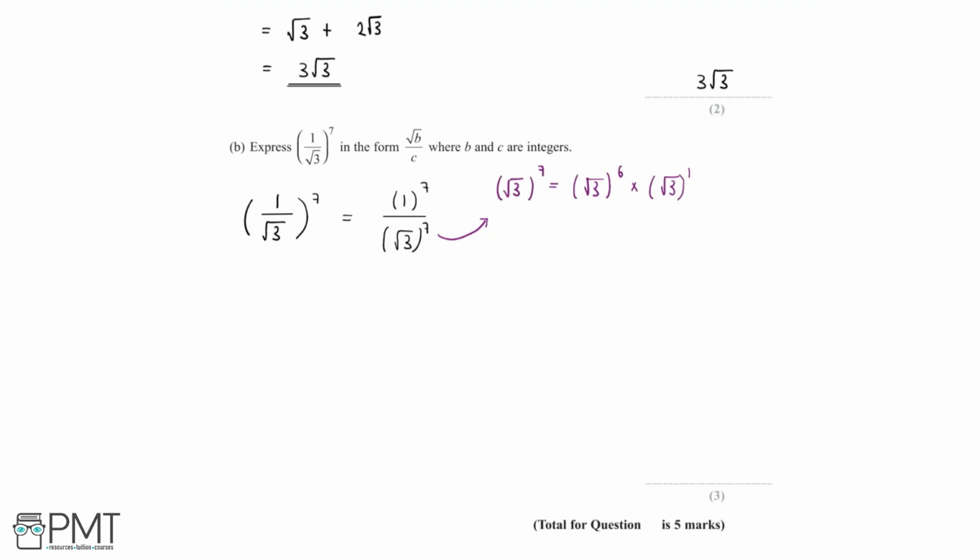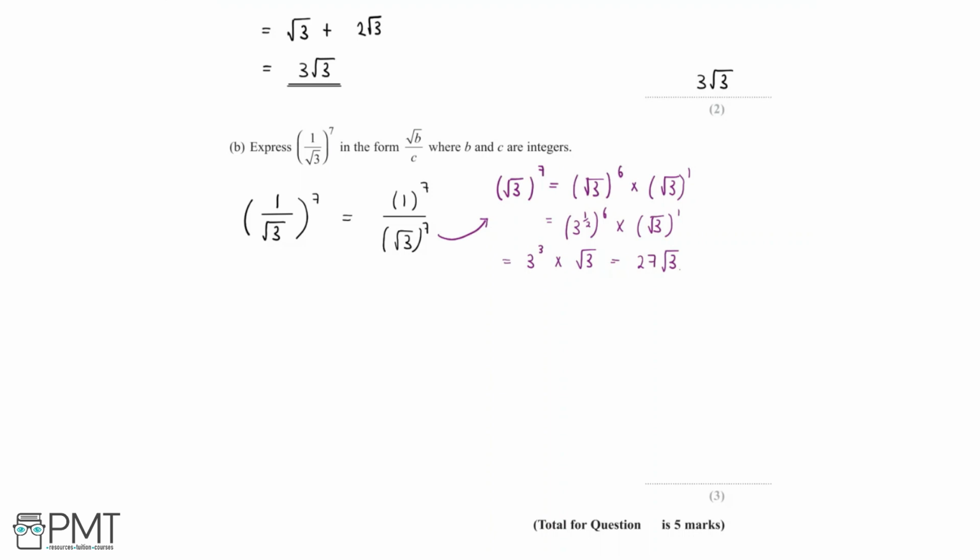Now root 3 can be written as 3 to the power of a half, and so root 3 all to the power of 6 can be written as 3 to the power of a half all to the power of 6. And so we're left with 3 to the power of a half all to the power of 6 multiplied by root 3 to the power of 1. Now 3 to the power of a half all to the power of 6 can be simplified and written as 3 to the power of 3, and root 3 to the power of 1 is just equal to root 3. So we're left with 3 to the power of 3 multiplied by root 3. Now since 3 to the power of 3 is equal to 27, this is equal to 27 root 3. And so we've found that root 3 to the power of 7 is equal to 27 root 3.